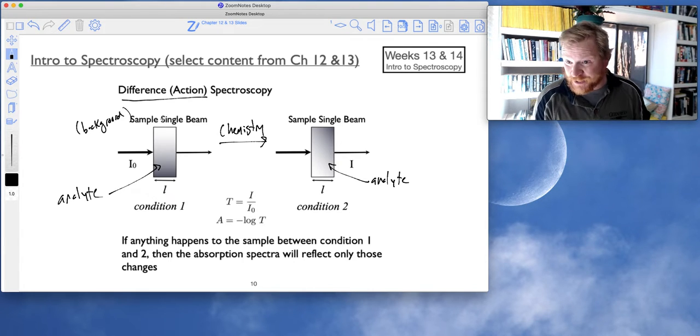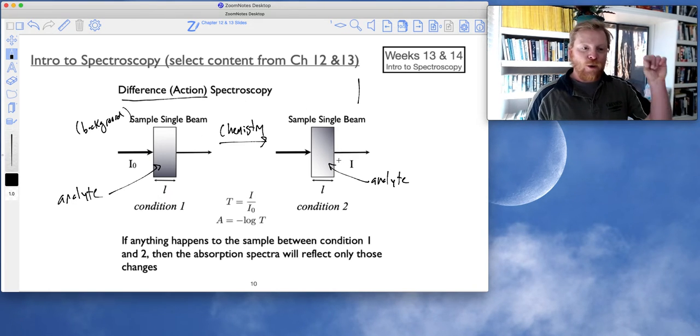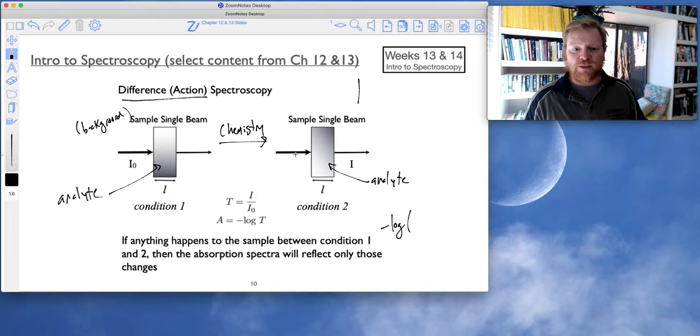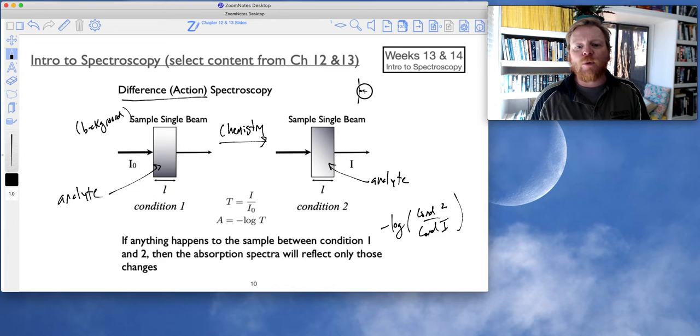So that's why we call this difference spectroscopy, right? And one really good way to note what you kind of expect out of these spectra: let's say nothing happens, literally we don't do a single thing from the background to sample. We just leave it in there, we record a single beam, we don't do anything, we record another single beam, and we take the negative log ratio of those two single beams. I'll remind you, to do an absorbance, we would take the negative log ratio of condition 2 over condition 1, the single beam spectra. So if nothing happens between, then we'll just get a blank line.